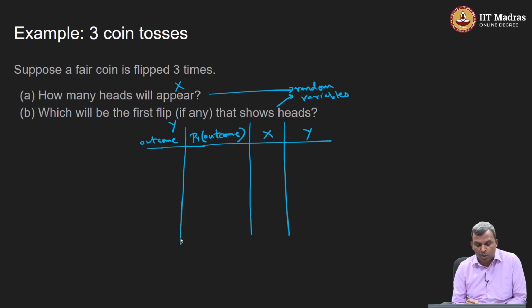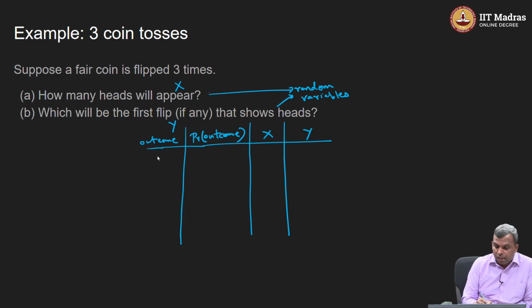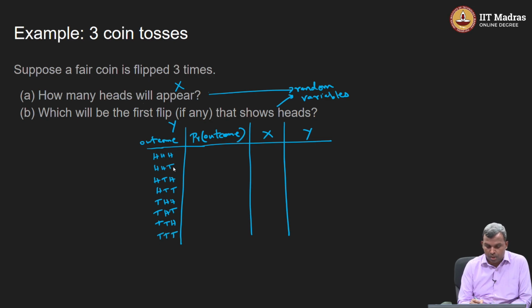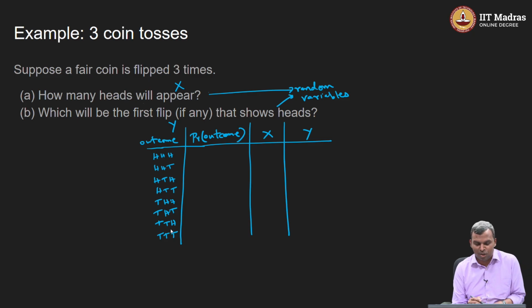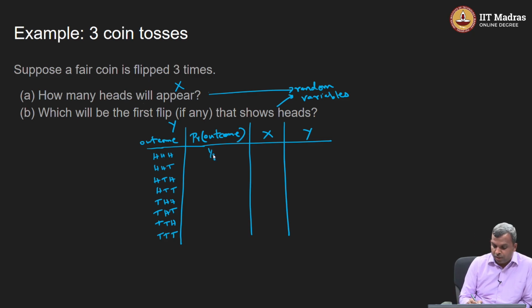These are simple experiments where all this can really be written down. So, what are the outcomes possible? You could have head, head, head; head, head, tail; head, tail, head; head, tail, tail. And then you have tail, head, head; tail, head, tail; tail, tail, head; and then tail, tail, tail. Those are the 1, 2, 3, 4, 5, 6, 7, 8 outcomes. And the probability, since it's a fair coin, it's okay to assign 1 by 8 to each of them.